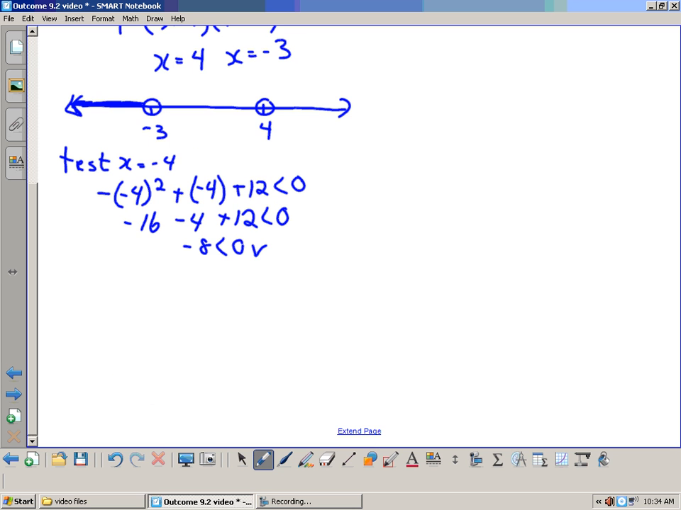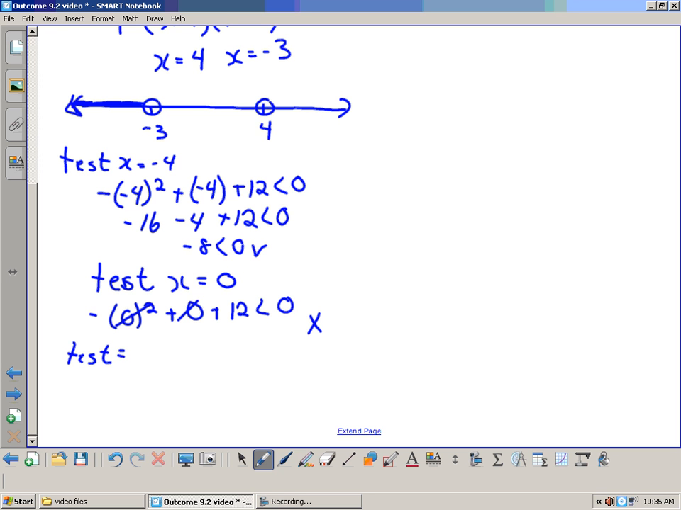We'll scroll down. So we're going to test x equals 0 next. So testing x equals 0, I have negative 0 squared plus 0 plus 12 has to be less than 0. Well, 0 squared is just 0, so those two cancel out, and I'm left with 12 being less than 0, which does not work. One section left to test.